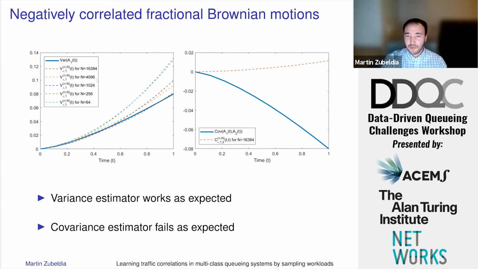But also as expected, the covariance estimator gives you garbage, and this is because it's actually impossible to directly recover the true covariance. You just get whatever. We don't know what you get, but we know that you won't get what you're supposed to. So when it works, it works very well, and when it's impossible, well, indeed it doesn't work.